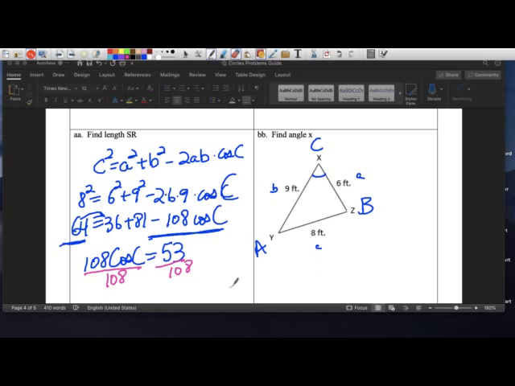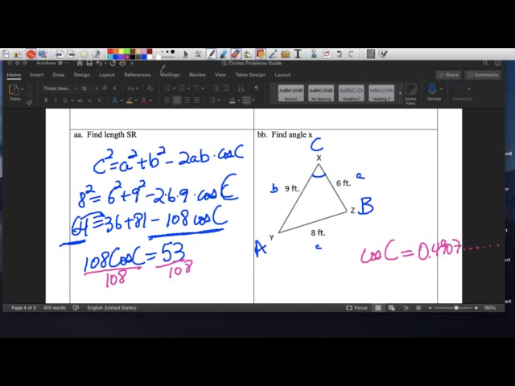Right, so I'm going to continue over here. Cos of C equals, what's 53 divided by 108? 53 divided by 108 is some big number, 0.4907, and I'm not going to write the rest, but I'm going to leave that in my calculator.